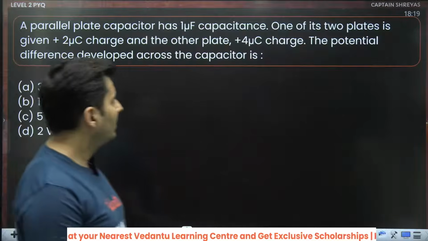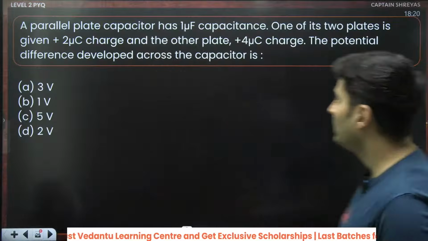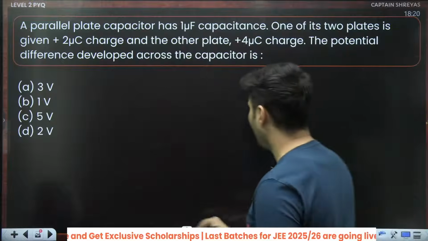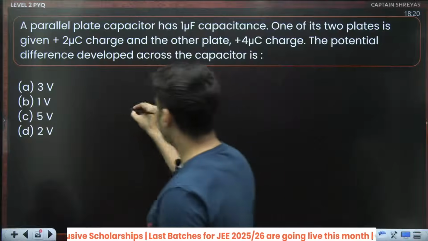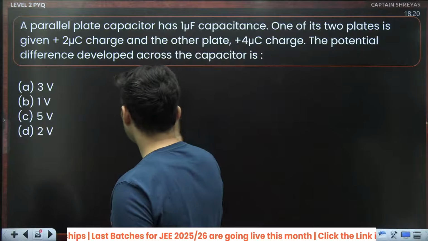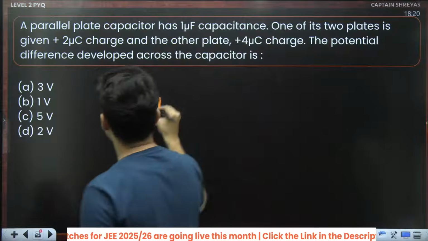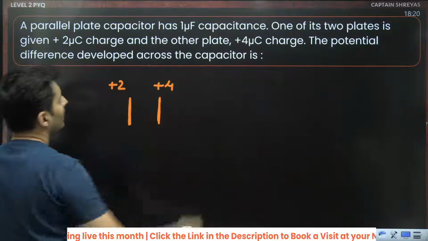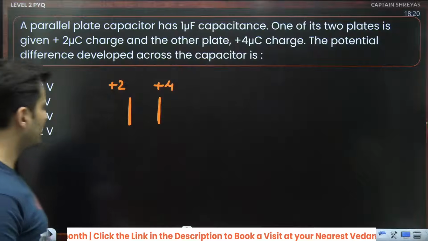A capacitor, one of the two plates is 2, the other is 4. The potential difference developed across the plates of the capacitor is how much? Okay, let's have a look. This is one plate, this is another plate, this is plus 2, this is plus 4. Capacitance is given, voltage is asked.